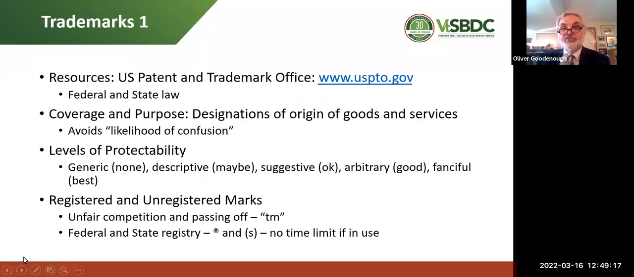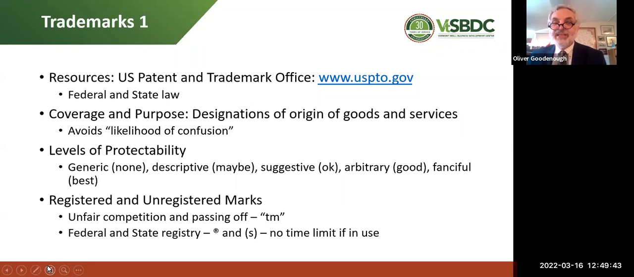Okay, trademarks. Whew. Let's shift gears and shift categories, shift bins. Trademarks are, first of all, the resources there. There's the U.S. Patent and Trademark Office, uspto.gov. By the way, unlike copyright, which is basically all federal law, there's some state law on trademark. We're not going to spend much time on it, but you should be aware it's there. What is its coverage and purpose?